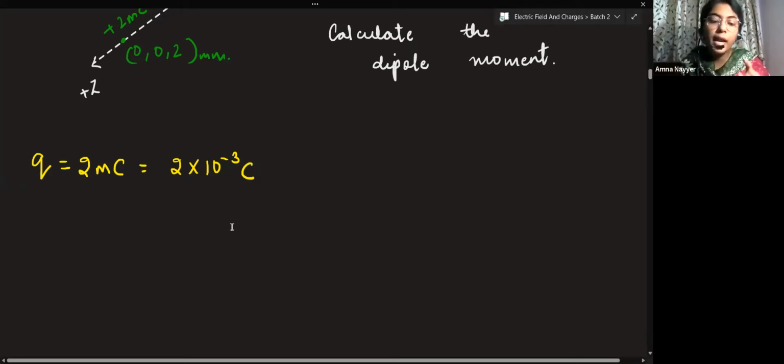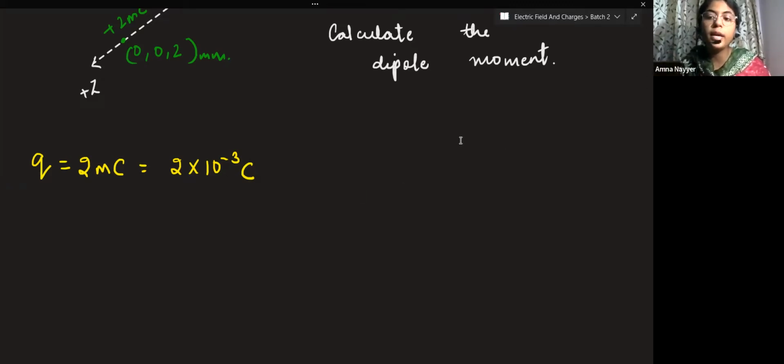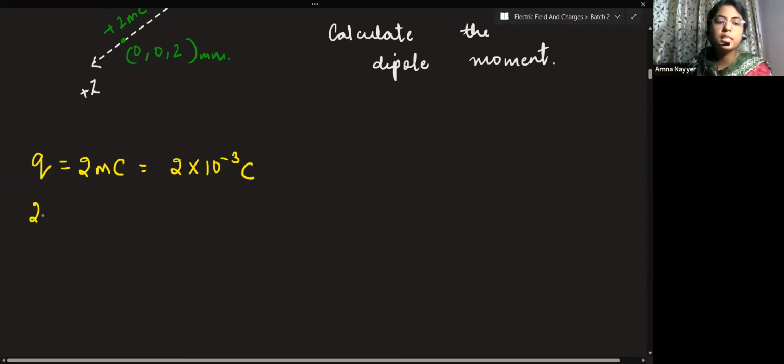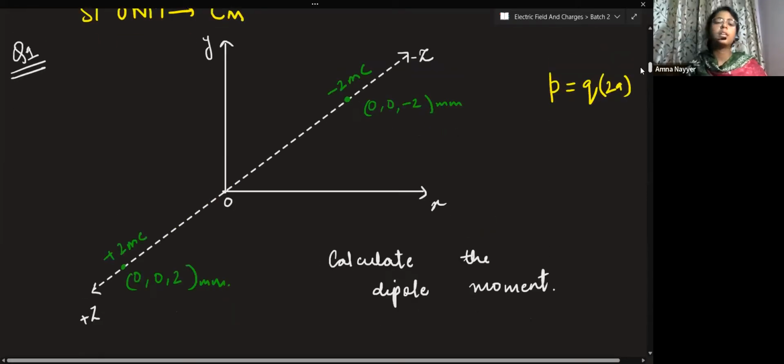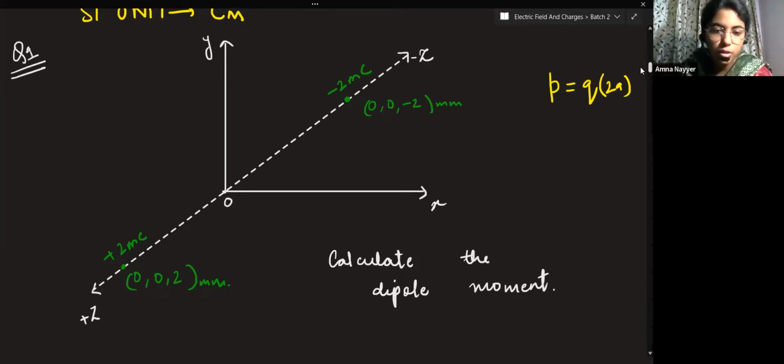Now, all of you write to me in the chat box, what is 2A over here? Meaning, what is the separation between both of the charges? Coordinate system is given. Let's see who gives the correct answer. What is the separation between the two charges? 2A.